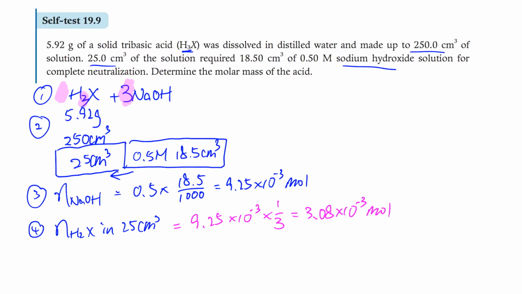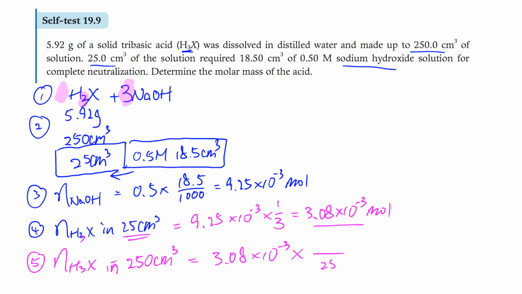And then after 25 cm cube, you're going to find the number of mole of H3X in 250 cm cube. So you have this one in 25. So 3.08 first divided by 25, then times 250. So this one will be 0.0308 mole. And then we're going to find the molar mass of the acid.